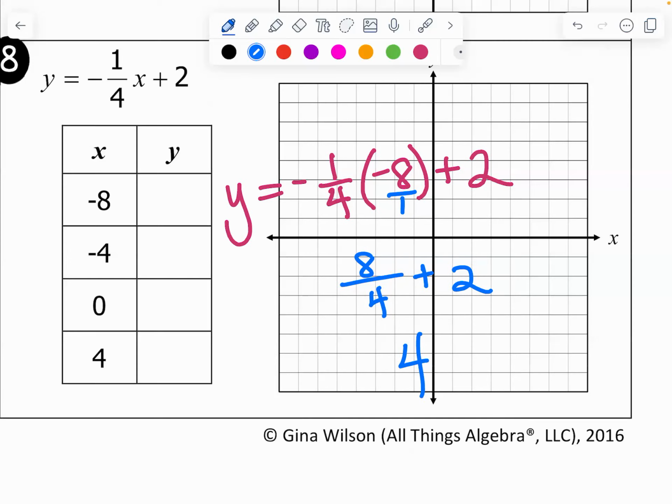Okay, page 3. Page 3, you have 4 graphs.